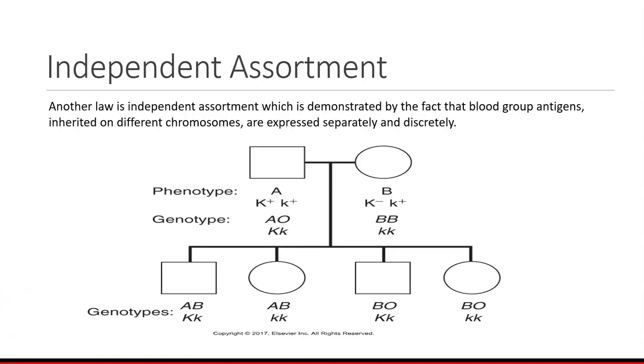Another law is independent assortment, which is demonstrated by the fact that blood group antigens inherited on different chromosomes are expressed separately and discretely. So you see a mom and a dad on the top, and then their children. And you see the phenotypes. Again, these are the traits that are actually detectable, expressed, and the genotype, which is the actual genetic material that makes that trait.